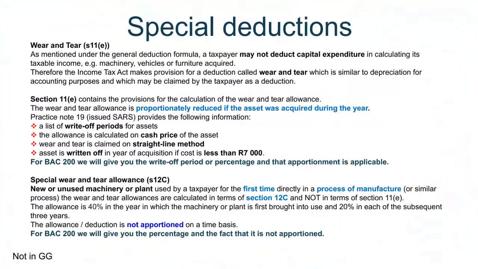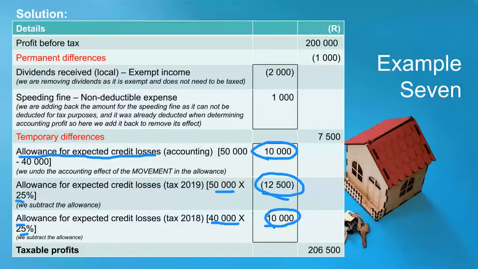Please explain why we add the 10,000 rand back. The accounting profit was decreased by 10,000 rand when we changed the provision, right? So we want to remove the effect of that provision on accounting profit. Now, it decreased accounting profit, so we add it back to remove the effect. That's the first step. Yes, exactly. This entire thing is about reconciling accounting profit to taxable profit. That's the entire idea.